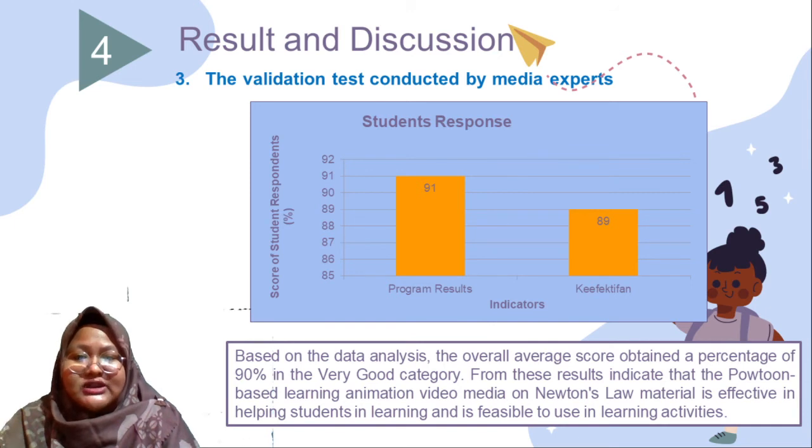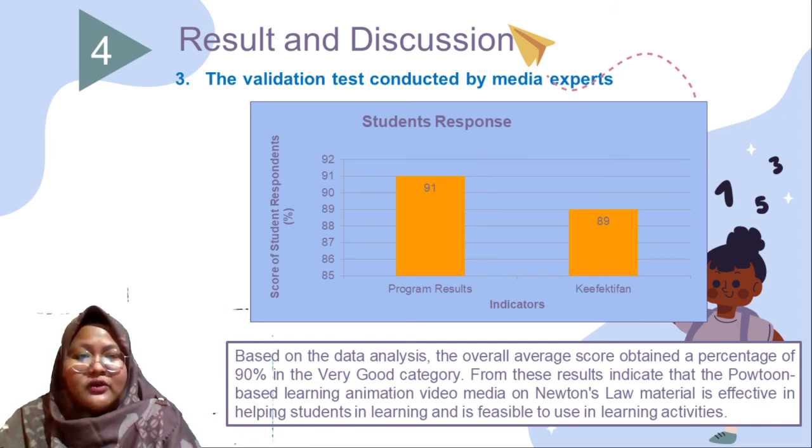Assessment by the students consists of two aspects, namely program result and program effectiveness. The aspect of program result consists of 6 indicators, and the aspect of program effectiveness consists of 8 indicators.